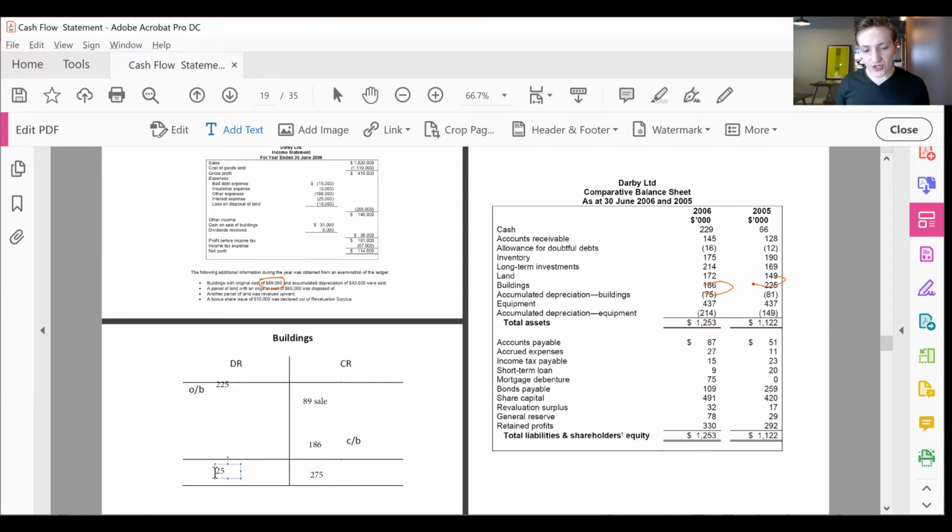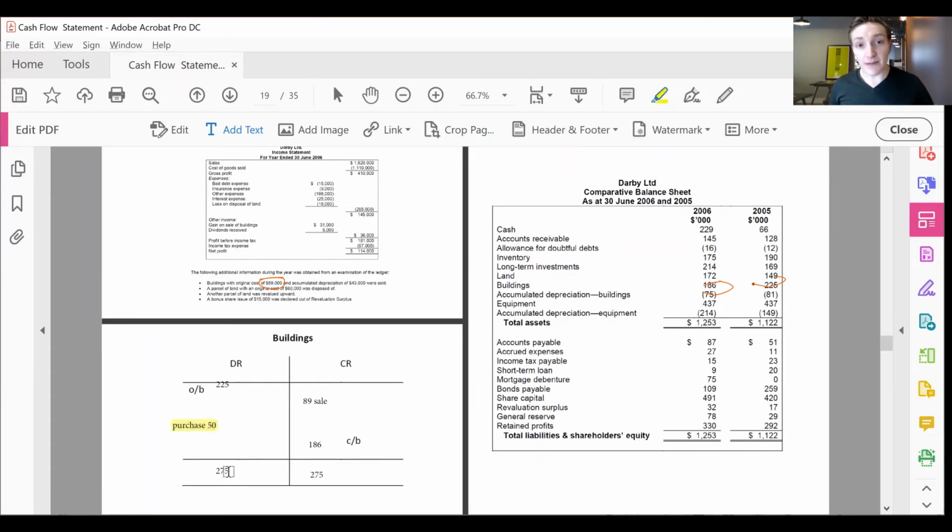So this means that there is something missing on our debit side. The thing that is missing is worth 50. And the only thing that would arise here is a purchase of a building. So this is going to be a purchase that will filter through to our cash flow for investment. So we'll need to keep that 50 in mind later on.